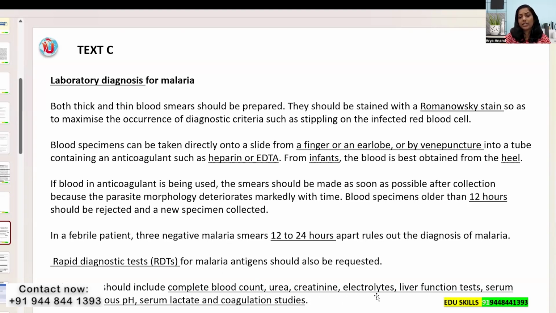Then here they have mentioned many laboratory tests like CBC, complete blood count, urea, creatinine, electrolytes, liver function test, serum glucose, venous pH, serum lactate, and coagulation studies. Okay, no need to read completely. You can just have a look. So it's a laboratory diagnosis here. Or you can call it lab investigations.